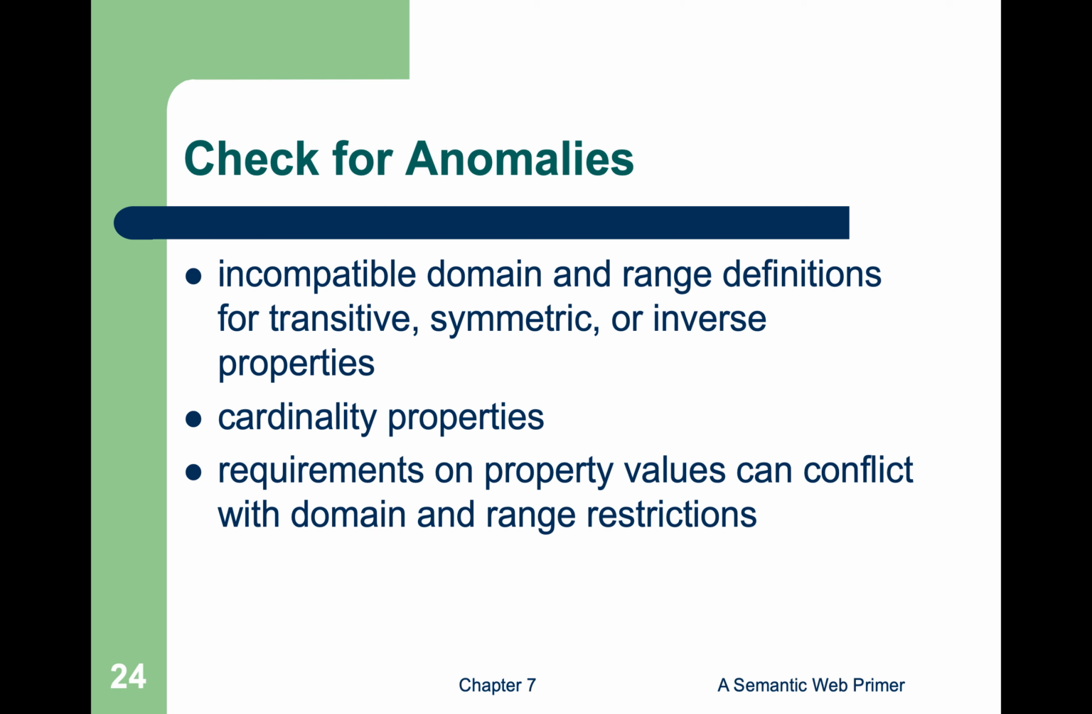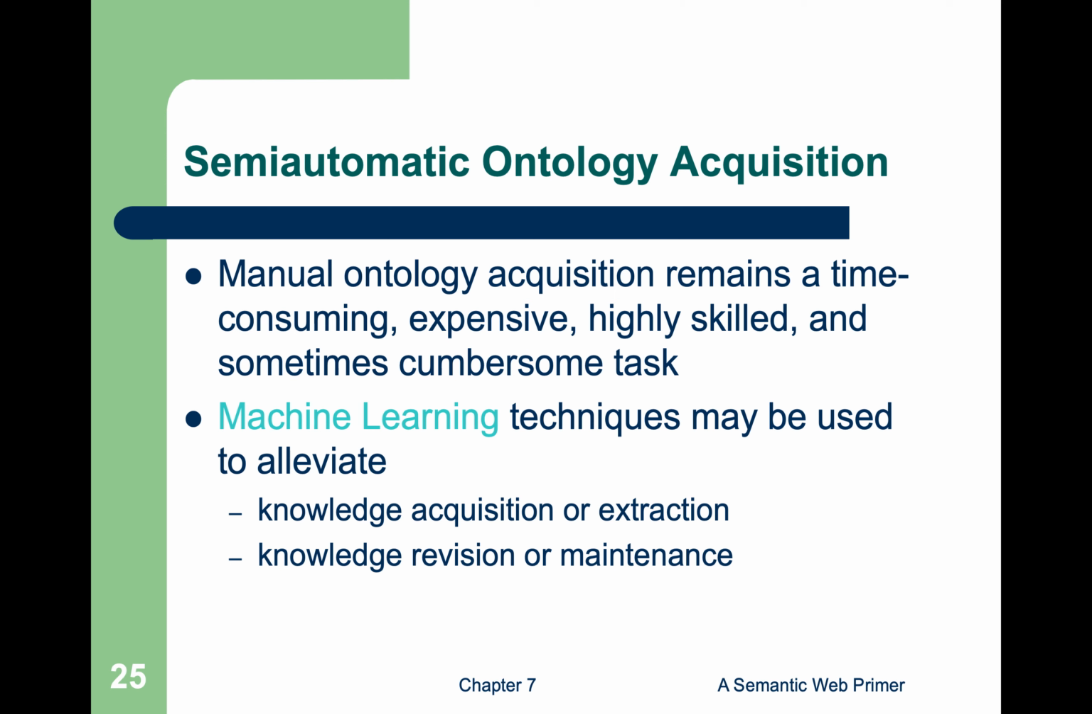The last step is we need to check for incompatible domain and range definitions for transitive, symmetric or inverse properties, cardinality properties, and requirements on properties. Such property values can create conflict with domain and range restrictions. So we need to check for anomalies. If there is an anomaly, we need to revisit.